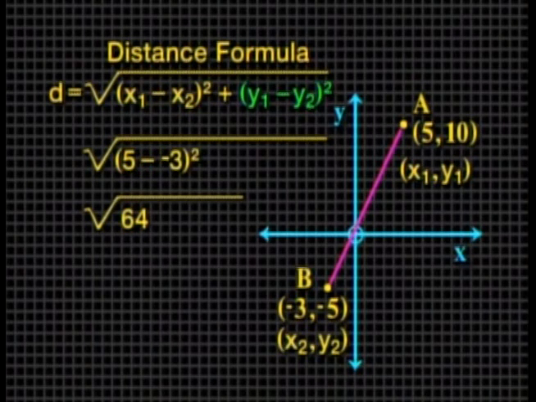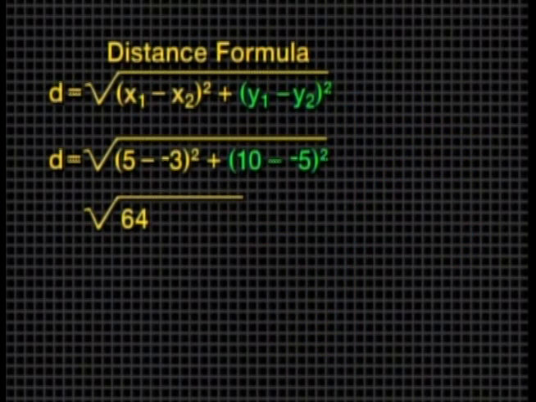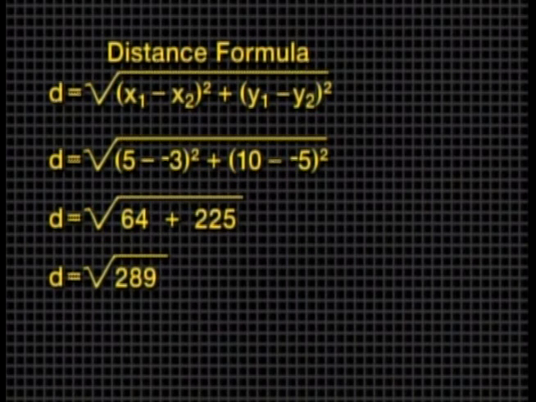We also have to find the difference between the y coordinates. That's 10 minus negative 5. The difference between these coordinates is 15. 15 squared is 225. 64 plus 225 is 289. D equals the square root of 289. D equals 17 units. That's just what we found using the Pythagorean theorem.